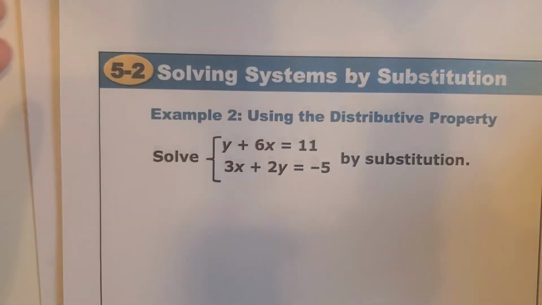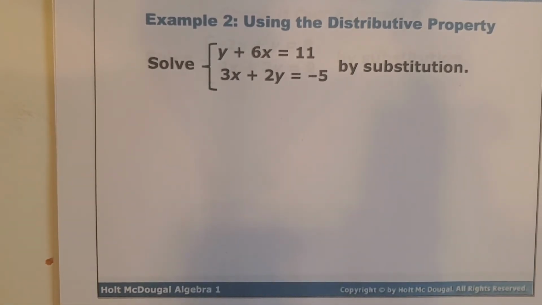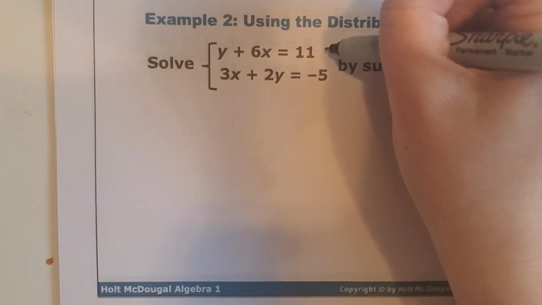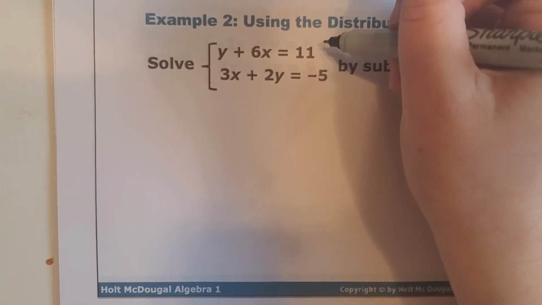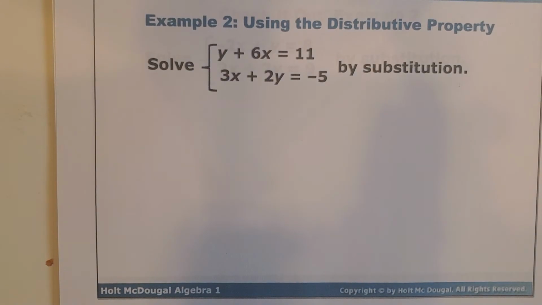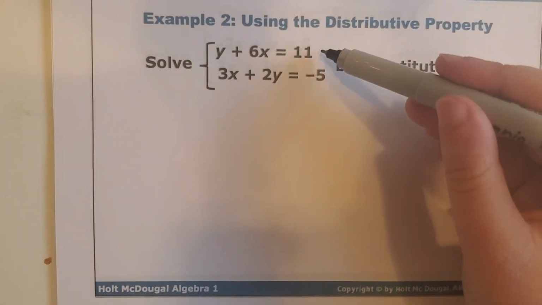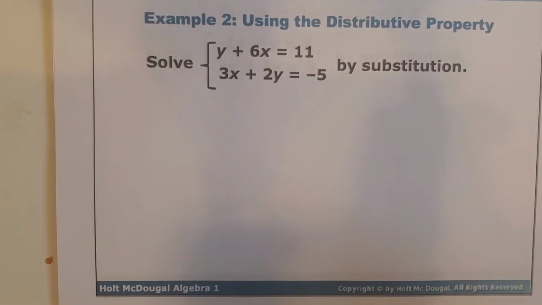So this is kind of like what a couple slides ago was talking about with the distributive property. I'm still going back to that whole idea of if there is a variable that does not have a coefficient, that equation and that variable is probably going to be the easiest to solve for. So that's this first equation, y plus 6x equals 11. The y doesn't have a coefficient. So this first one is the one that we're going to solve for y.